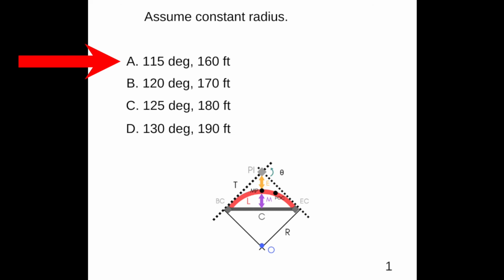So if we go back to our notes, we can clearly see that A is the answer because we got 116 for the intersection angle and the middle ordinate of 160 feet.